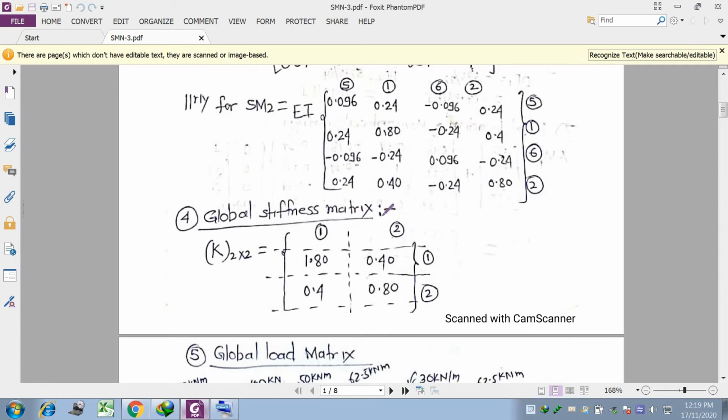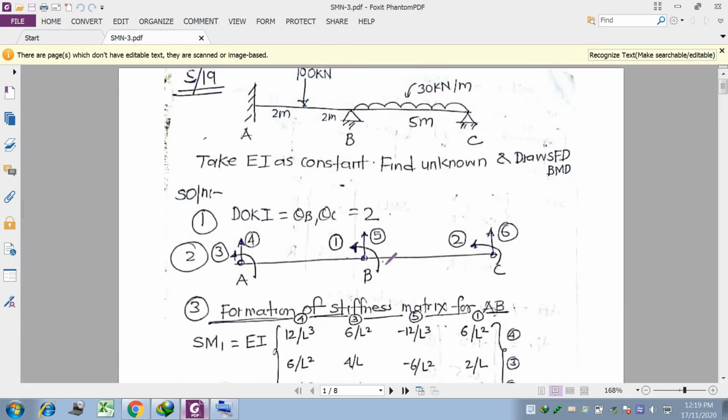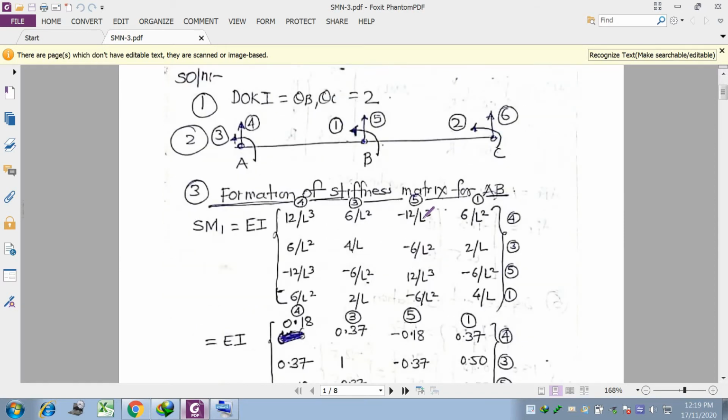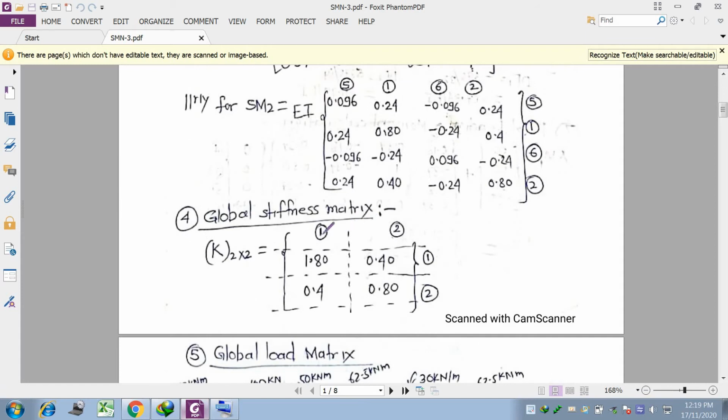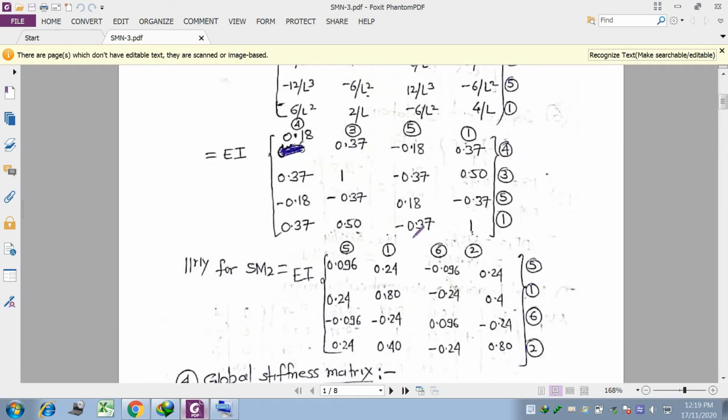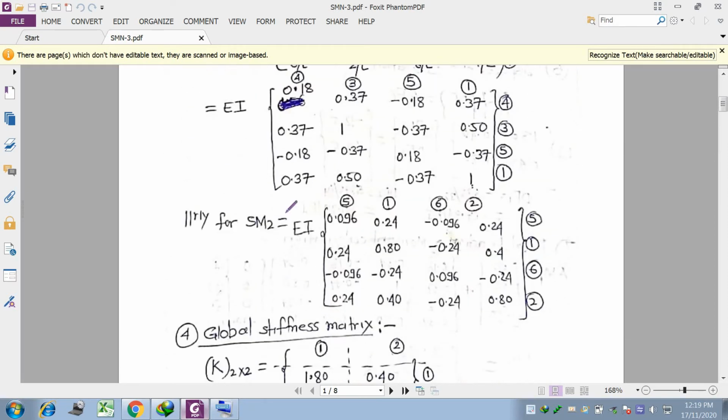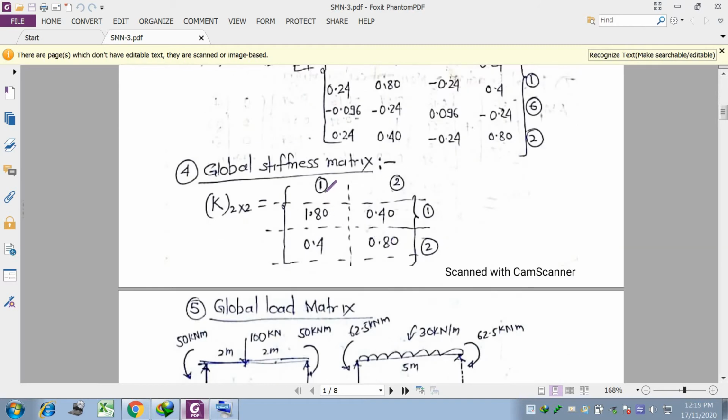Now the global matrix. We know that we have to calculate the unknowns at point A and at 1 and 2. So we have to consider the global stiffness matrix for 1 and 2 only. Now the K matrix will become 2 by 2 because there are 2 unknowns. So consider nodes 1 and 2. From the SM1 matrix and SM2 matrix we have to consider 1, 1, then 2, 1, then 1, 2 and 2, 2. Let us see how this 1.8 comes for 1, 1.